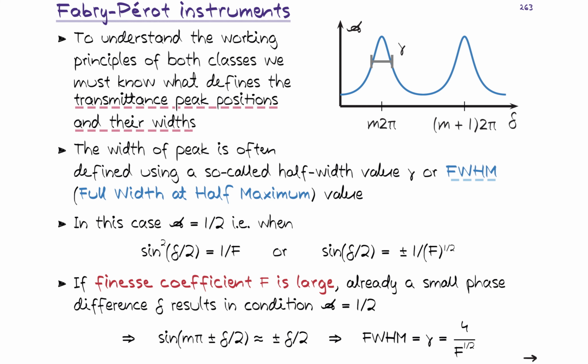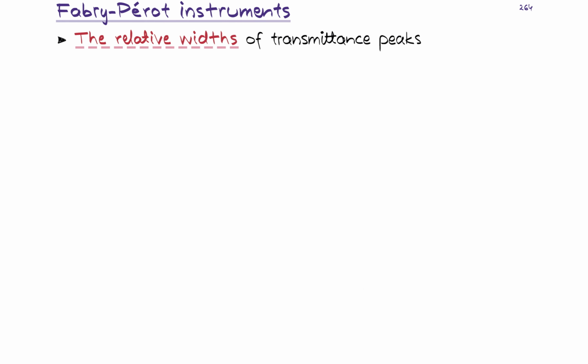And now we see that the reflection coefficient, either associated with the cavity mirrors, or in the case of an etalon, the reflection coefficients of the thin film structure, dictate how large or how narrow the peak width is.